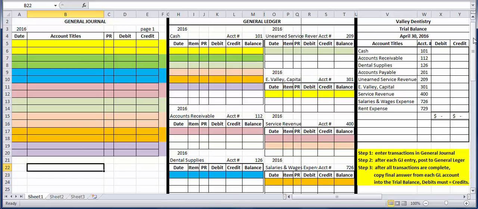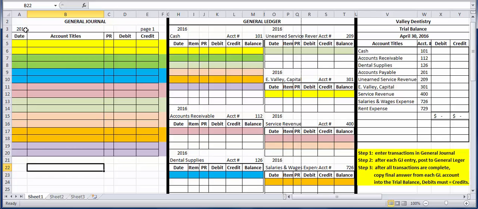That says, after all transactions are complete, copy the final answer from each general ledger account, the document in the middle of the page. The final answers will get copied into the trial balance. What I've done is I've already filled in a little bit of the trial balance in terms of account names and numbers. I even went so far as to color code the journal and the ledger to show what we're doing. The first transaction you see in yellow, you see where it gets copied into the ledger into those yellow rows. The second one is green, you see where the green ends up, and so on and so forth. I thought this would be real helpful for us to follow.